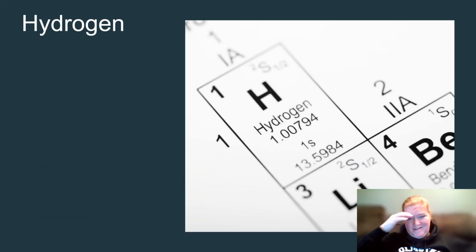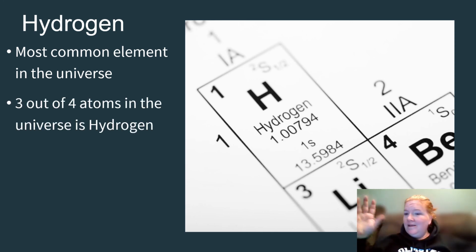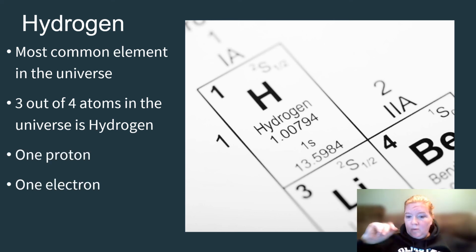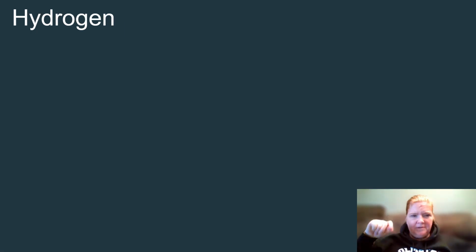Then we have hydrogen. So hydrogen, well, it's kind of an oddball. So first of all, it's the most common element in the universe. 3 out of every 4 atoms in the entire universe is hydrogen. It has 1 proton, 1 electron, and that gives it some very unique properties. So it's up here on the periodic table. Kind of set off, it's its own thing. It's not in group 1. It's just in a class all by itself.